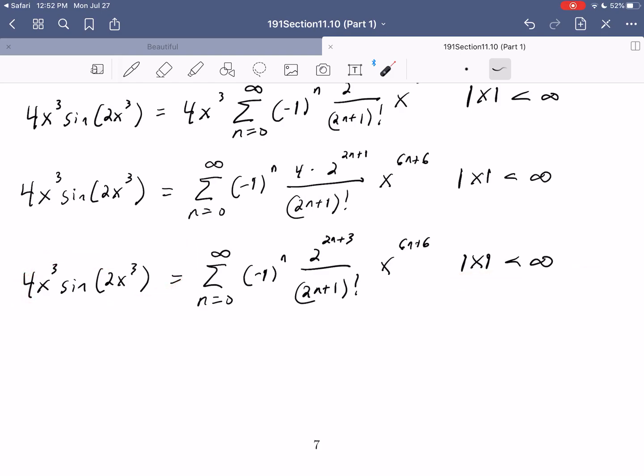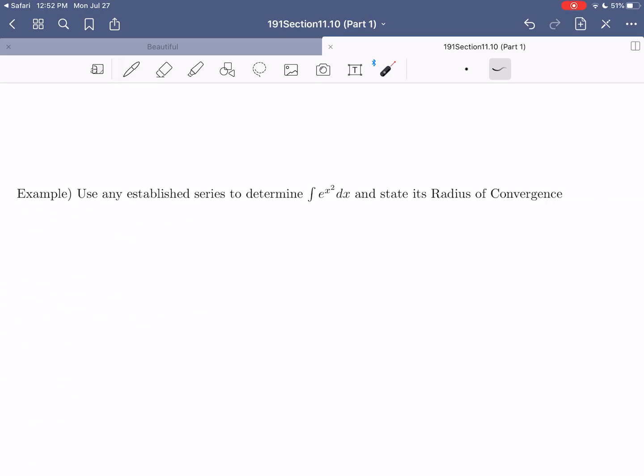Okay, let's wrap this up with one more example and actually answer a question that we talked about ages and ages ago that we said in its current form is sort of unanswerable. But now that we have this power series, this Maclaurin series approach, we actually can come up with an answer for it. So we're going to use an established series to determine an antiderivative of e to the x squared dx.